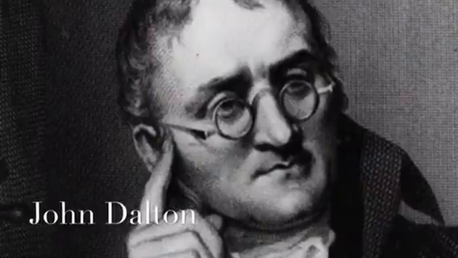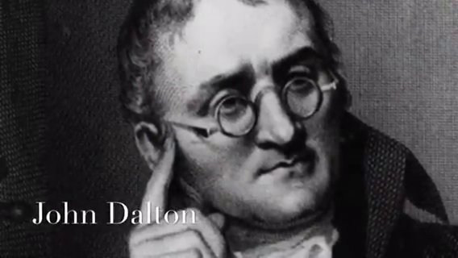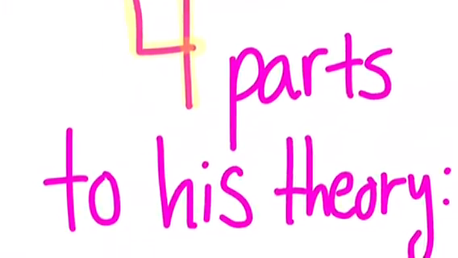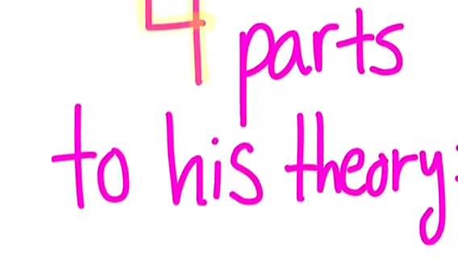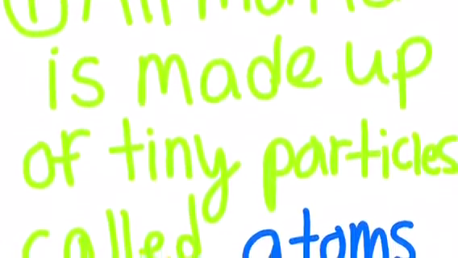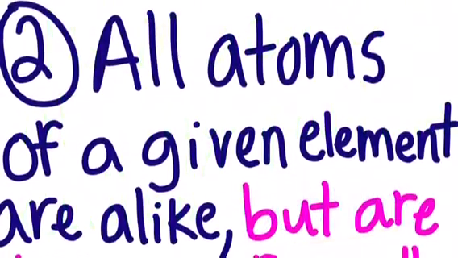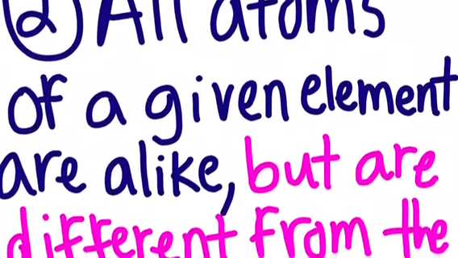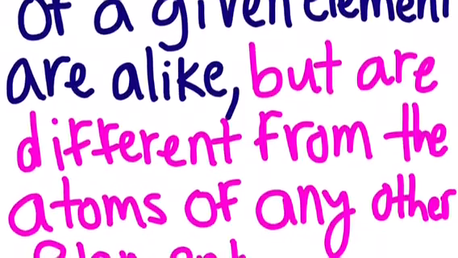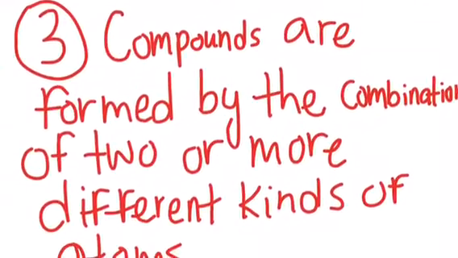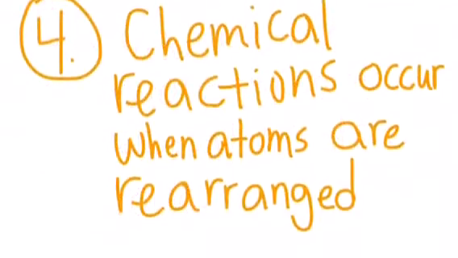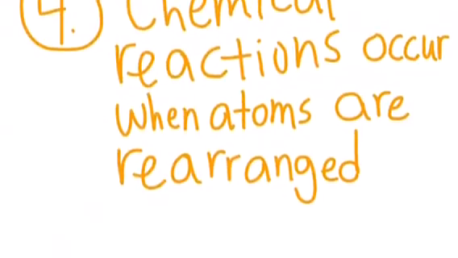In the early 1800s, a man named John Dalton developed the first atomic theory. This theory was based on his experimental evidence and observations and has 4 main parts to it. His theory states that all of matter is made up of tiny, indivisible atoms. All atoms of a given element are alike, but are different from the atoms of any other element. Compounds are formed by the combination of 2 or more kinds of atoms. And number 4 states that chemical reactions occur when atoms are rearranged.